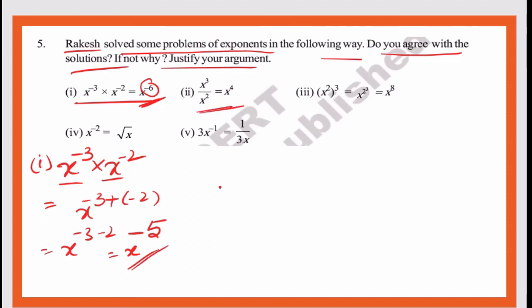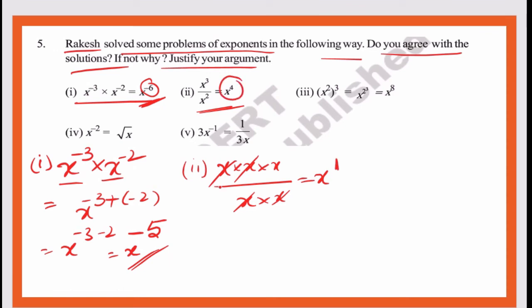So if you observe, x power 3 by x power 2 is equal to x power 4. Is it correct? What is the value of x power 3? x power 3 is nothing but x into x into x, divided by x square, which means x into x. Since they are in numerator and denominator, you need to get x. But what has he given? x power 4. I need to get x power 1, which he has done wrong.